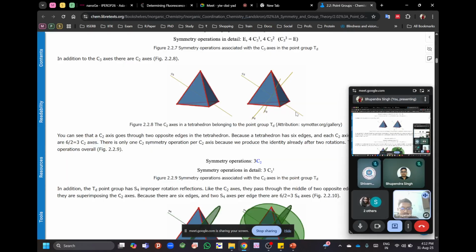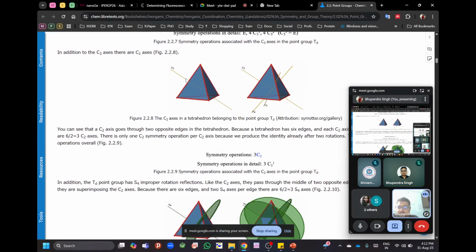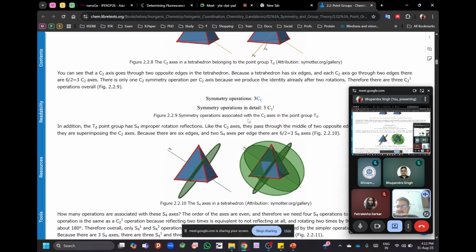Okay, so if you look closely, three sides are present here: one side, second side, and third side. So three C2 axes will be present, which will be passing from the middle of this edge, middle of this edge, middle of this edge, and one axis will be passing from the middle of this edge and this edge, like here. So you can see here, three C2 axes are present.